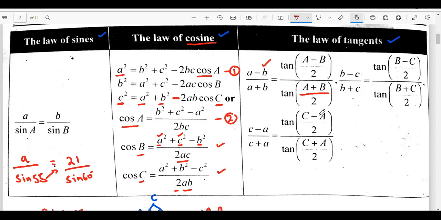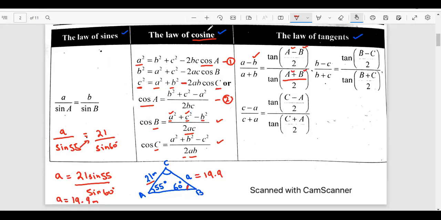Okay, so yes, again the pattern is the same. Small a, small b, small c are denoting the sides. Capital A, capital B, capital C are denoting the angles. If we talk about the first one, it says a minus b divided by a plus b. So again, in the numerator we have a minus b divided by 2, and then a plus b, right? You will see some sort of symmetry in these formulas. You just need to learn one, and you would be able to write down all of them easily.